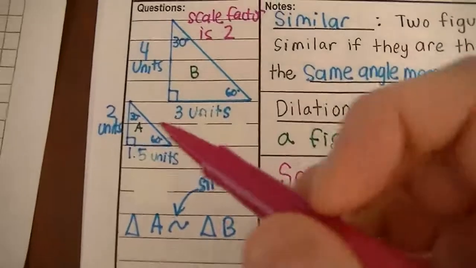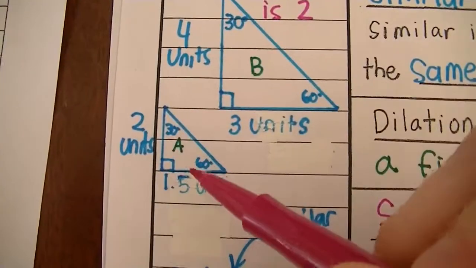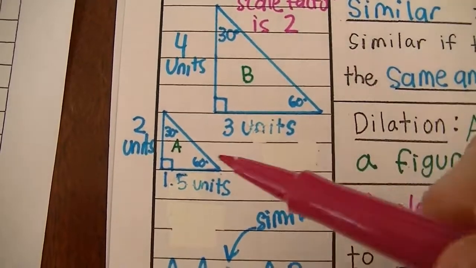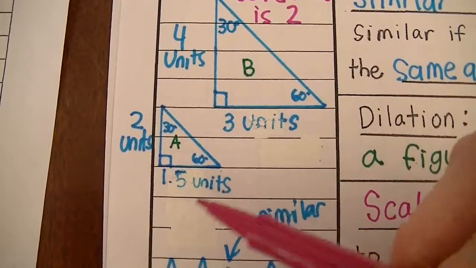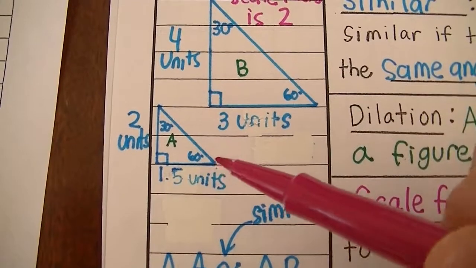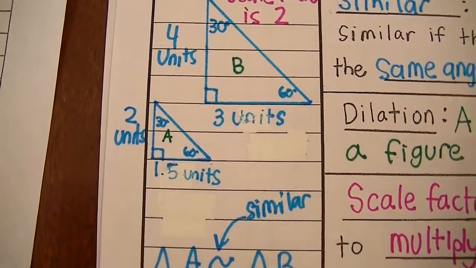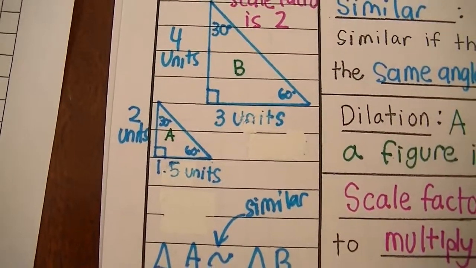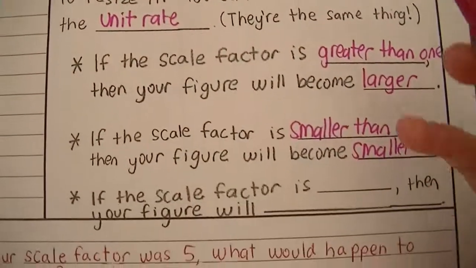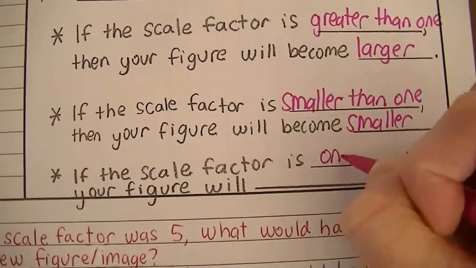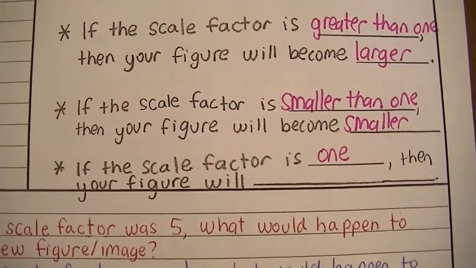So for example, if my scale factor right here was 1/2 or another number smaller than 1, you would multiply those side lengths by that scale factor and you would see that the new image would become smaller than the original because the scale factor is smaller than 1. So what do you think would happen if the scale factor is 1? Then your figure will remain the same.